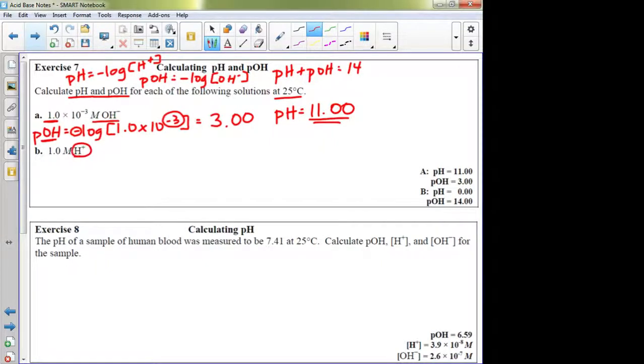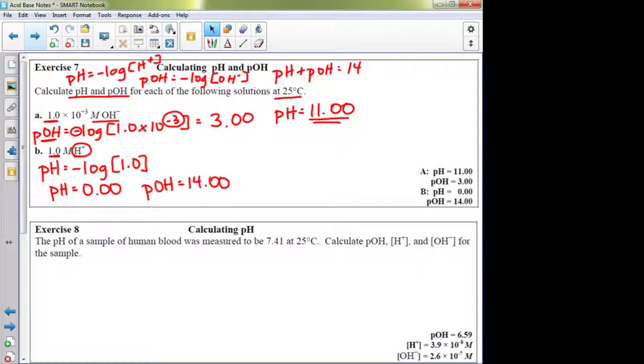Now, B gives me my concentration of what? My hydrogen. So it makes sense to find my what? pH. So pH is equal to opposite the log of 1.0. What is the log of 1.0? 0. So my pH is equal to 0. How many sig figs are there? 2. So how many decimal places do I need? 2. So I add 2 zeros. So what is my pOH? 14. Because 14 minus 0 is 14. Do we see this?